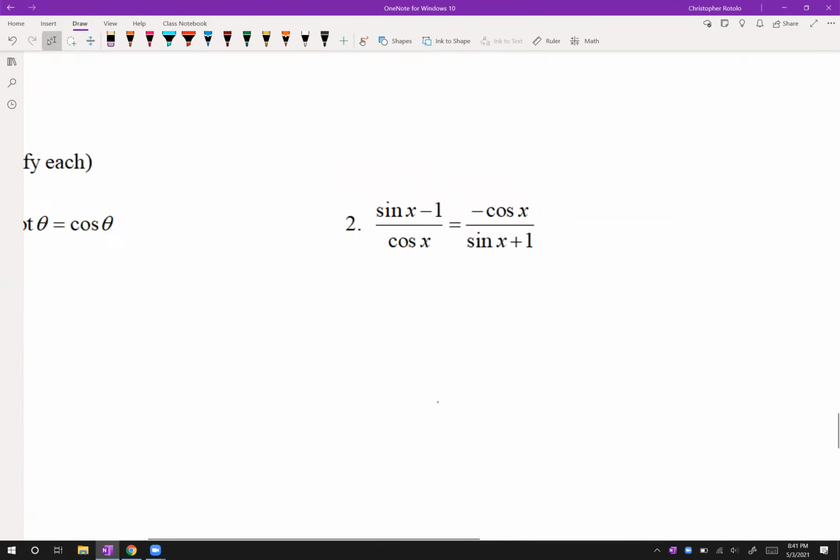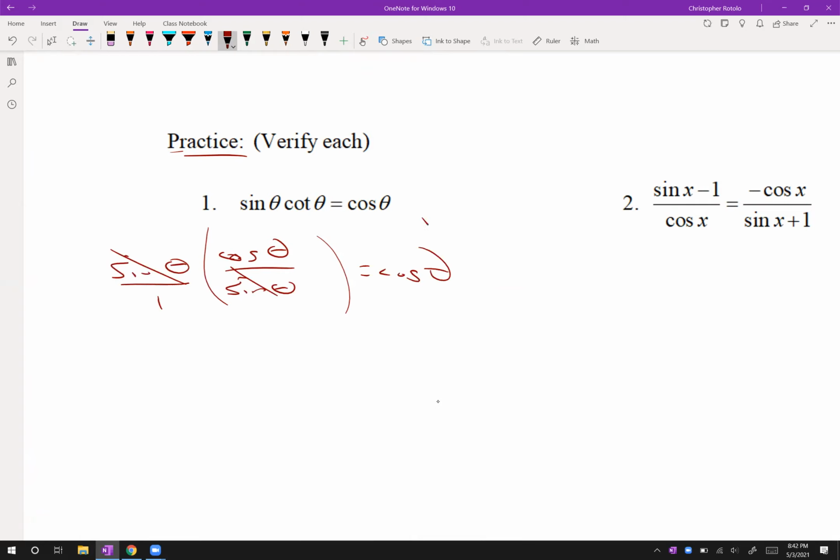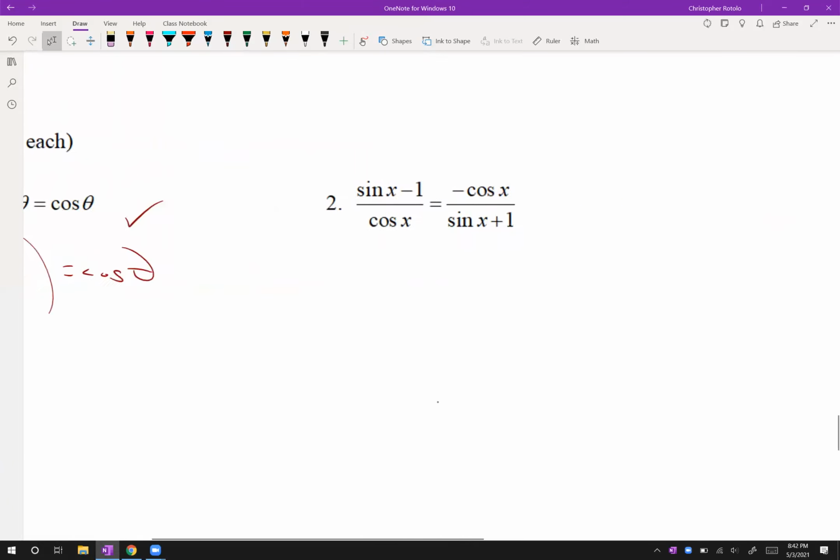Not scrolling very good tonight. There we go. All right, so we get a little practice here. So if you want to pause it and try it out, you can do that, and then we'll bring it back and make sure we have the same thing. So sine of theta, remember cotangent is cosine theta over sine theta. So what we can do is put that over 1, so we can see that this can be reduced to get cosine theta. So we're verified there.